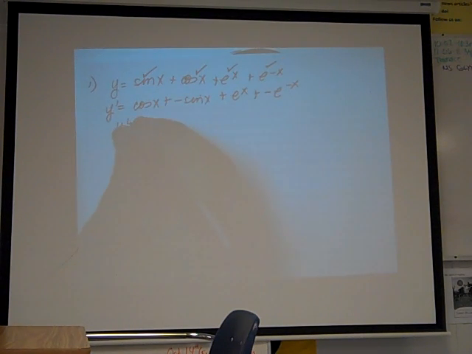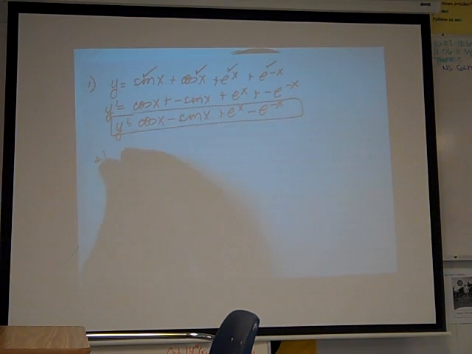I can clean that up and say that y prime equals the cosine of x minus the sine of x plus e to the x minus e to the negative x. There we go. That's number 1. Hopefully everybody got that one right.